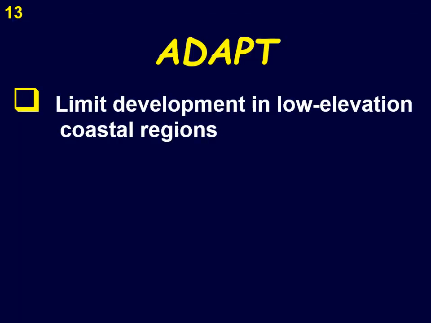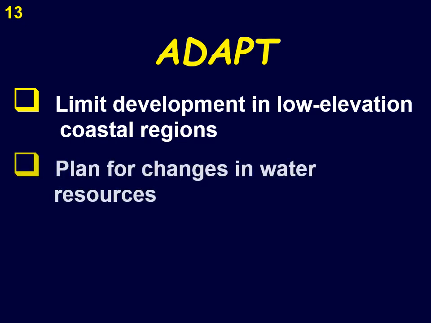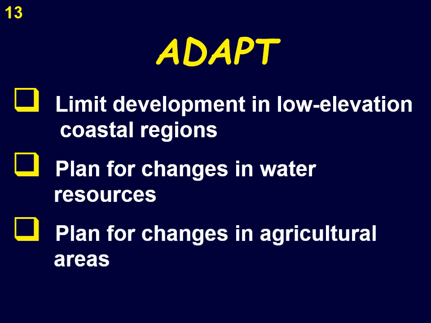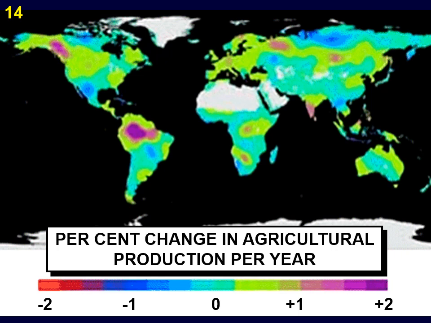Adapt. Limit development in low elevation coastal regions. Plan for changes in water resources. And plan for changes in agricultural areas. This shows the projected worldwide percentage change in agricultural production due to global warming.